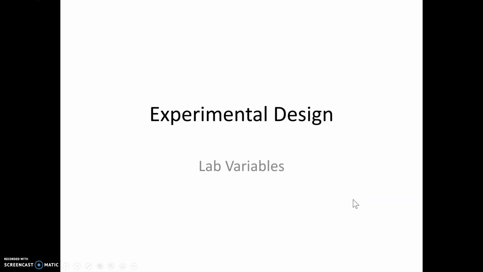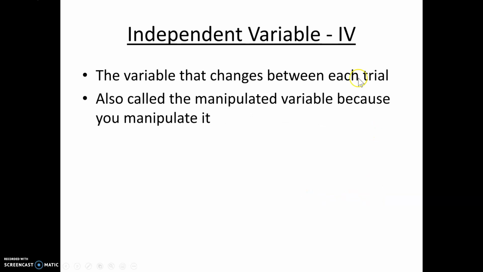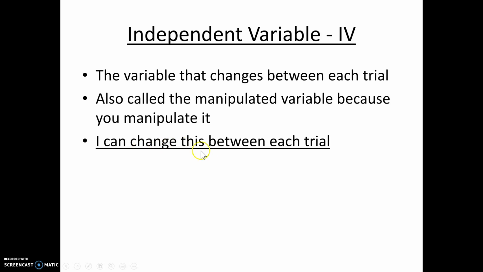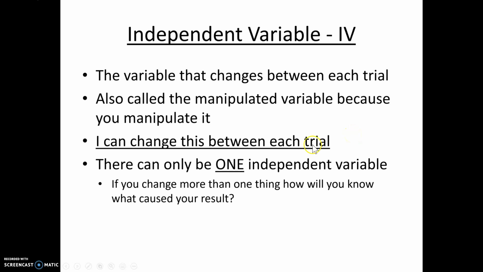So the first type of variable is going to be an independent variable. An independent variable is always abbreviated IV. This variable is the one that is going to change between each trial. So it's also called the manipulated variable because you are manipulating it. You are changing it within the experiment itself. So again, you are changing this between each trial. We're going to look at an example in a second.